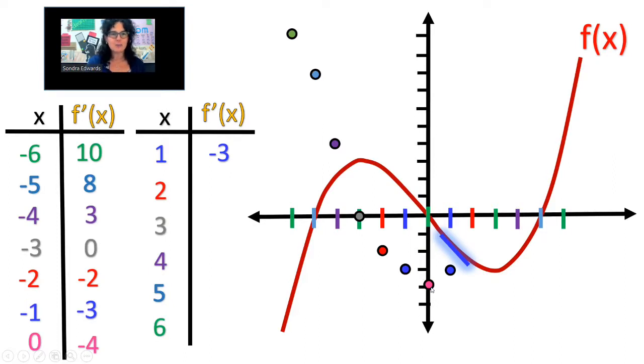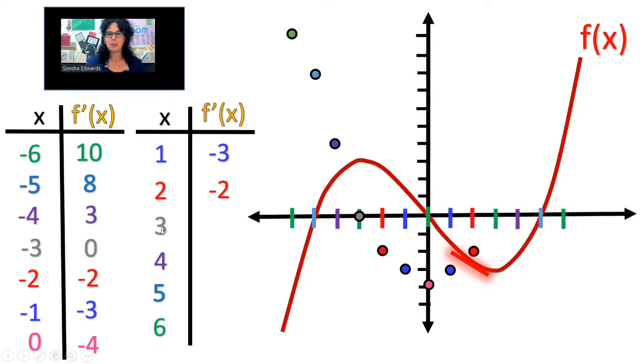Okay, I'll just keep going. So at 1 we got negative 3. If I go to 2 on the f function, and I say, what's the slope of the tangent there? I believe that is around negative 2. So f prime of 2 is about negative 2. So here's another point on the derivative.